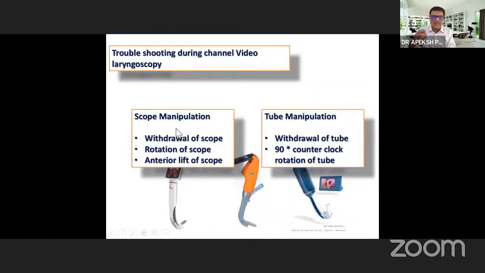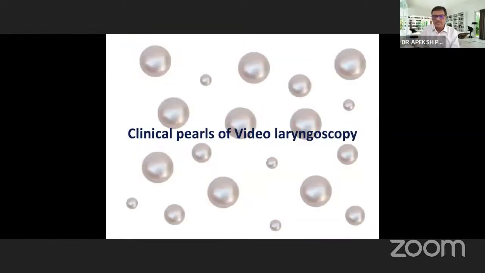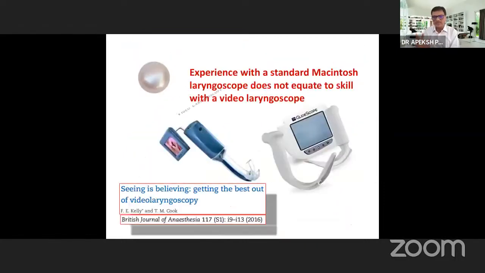So what type of scope manipulation is required to overcome the trouble? Many times you need to withdraw the scope. Many times you have to rotate the scope. Many times you need to lift up the scope anteriorly, specifically with the channel video laryngoscope. And tube manipulation, in the form of withdrawing the tube and 90-degree counterclockwise rotation, most of the time overcomes right aryepiglottic pinning.